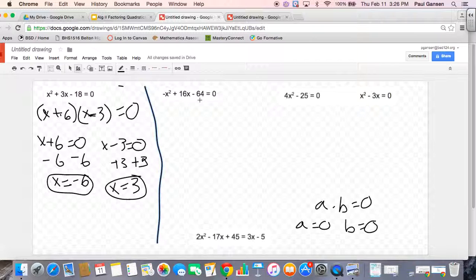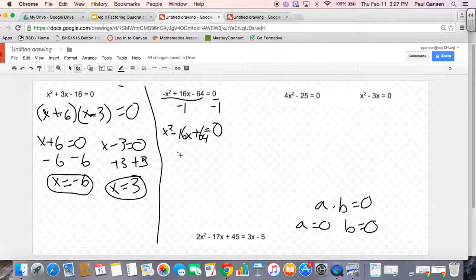Negative x squared plus 16x minus 64. I'm going to divide both sides by negative 1. As long as I do it on both sides, it is a valid algebraic move. Now the cool thing about this, what is 0 divided by negative 1? That's 0. That doesn't change one bit. But on this other side, I get something that's much more manageable. I get x squared minus 16x plus 64. I'm running a little bit out of space here. x squared minus 16x plus 64 equals 0.